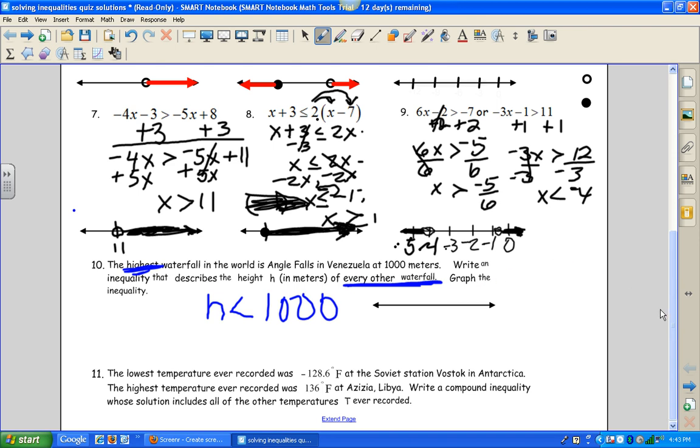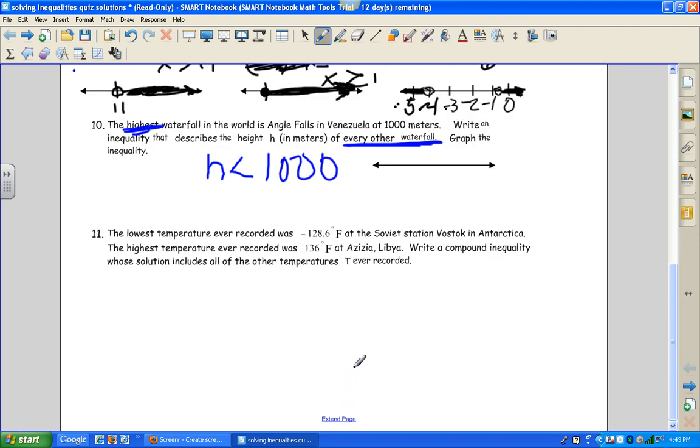Hopefully that makes sense to you. If you didn't get that correct, you'll be able to improve on those. You'll have another opportunity on a quiz or a test.